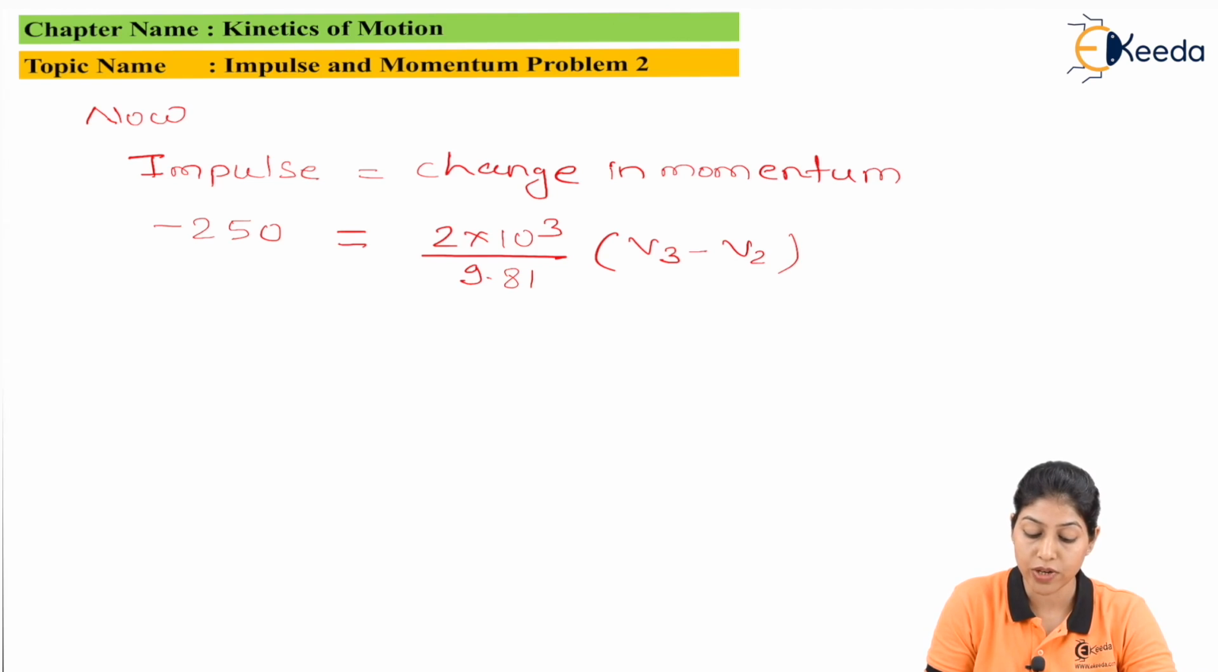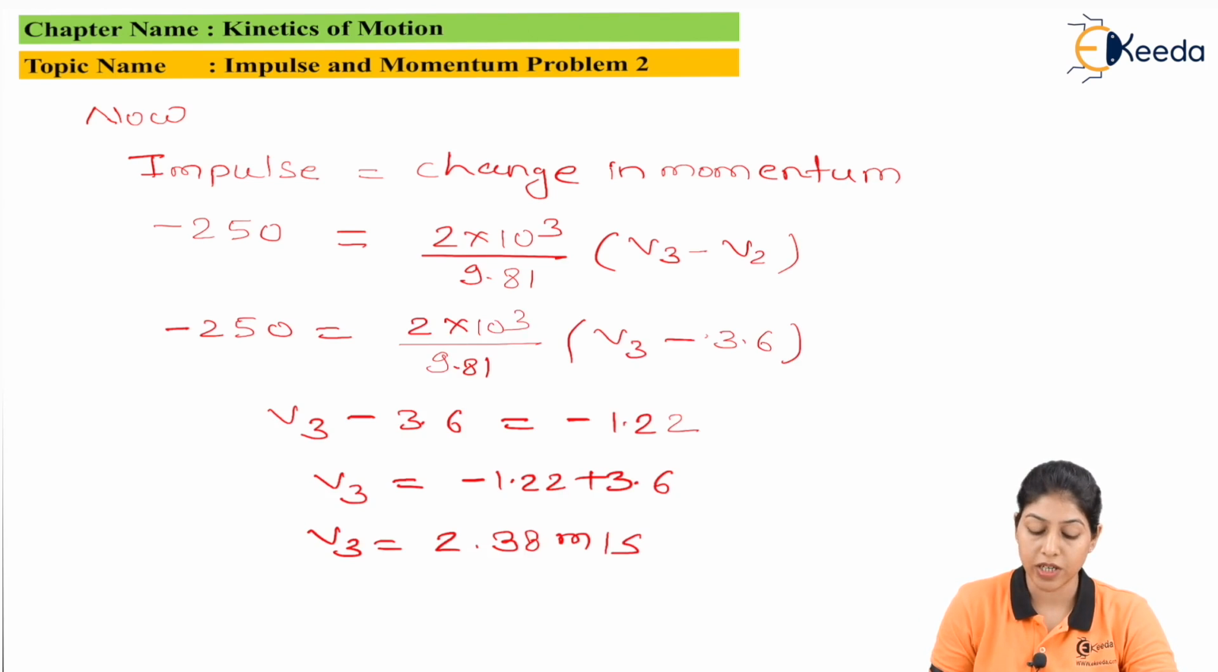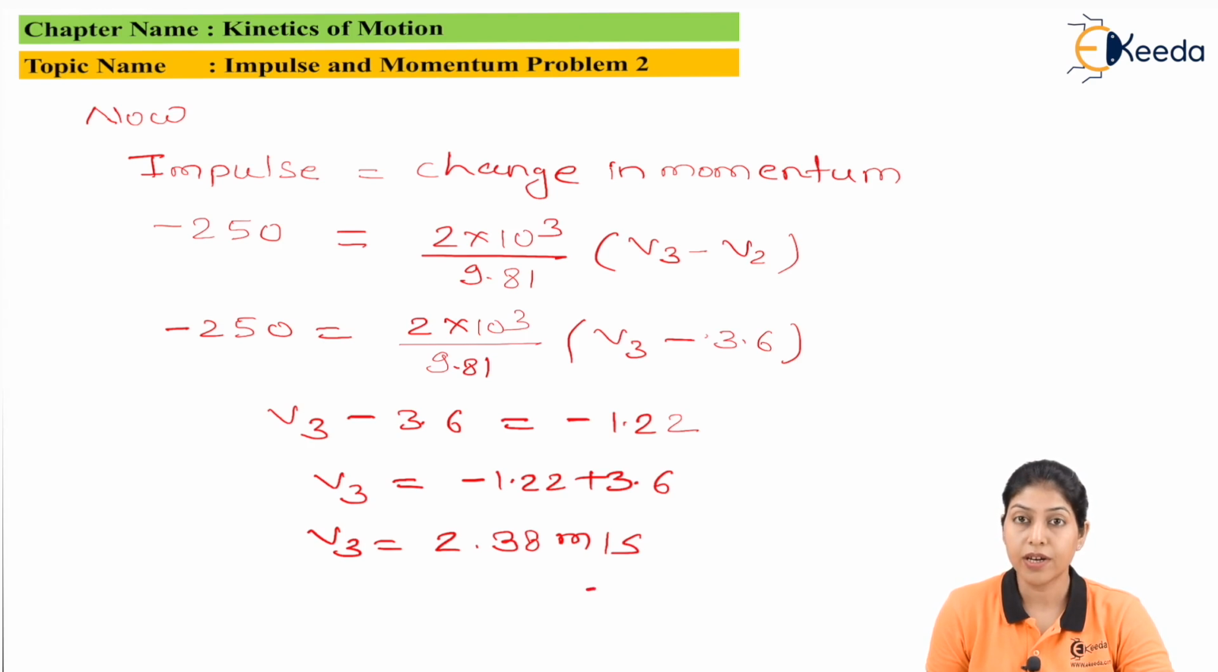So mass will be 2 into 10 to the power 3 divided by 9.81, and the impulse we have is minus 250. Here we can find out the value of v3 because we have the value of v2. So this is the solution of v3. The value of v3 at the end of 5 seconds is 2.38 meter per second. This is the final velocity when the force becomes 0, and this is the velocity we take at the end of 5 seconds.